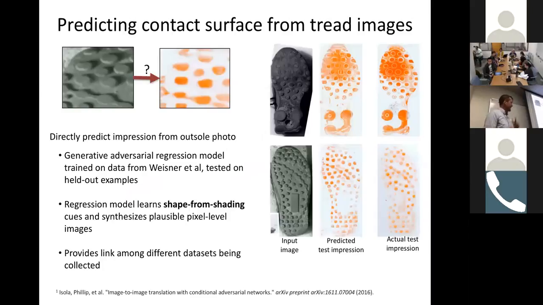And in fact, in some preliminary experiments, we can demonstrate that this is feasible, that if we look at lots of paired examples of photographs of the tread and actual test impressions associated with that tread, we can learn what test impressions might look like. So over here on the right, you're seeing an example of an input image and a predicted test impression in comparison to the actual test impression. These aren't by any means perfect, but they get us a long way towards being able to match test impressions to things which are more like outsole photos.